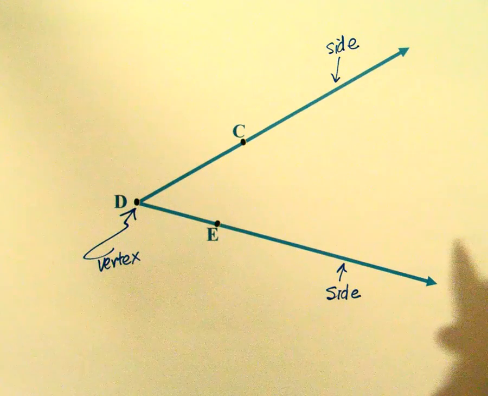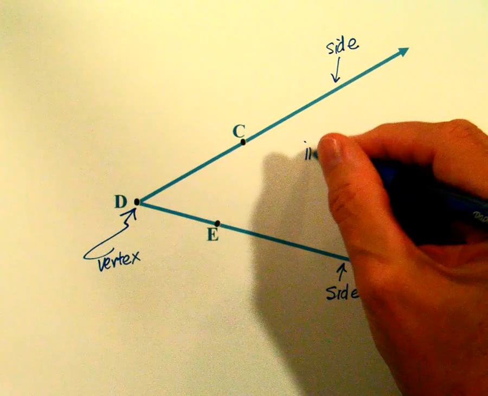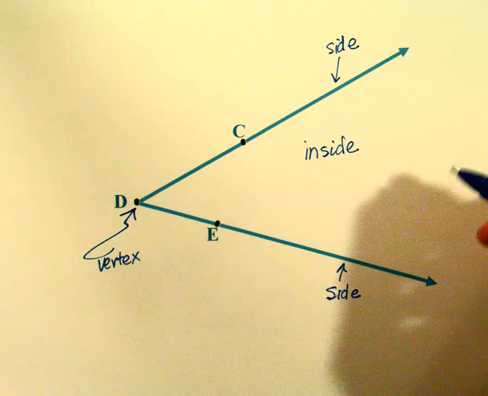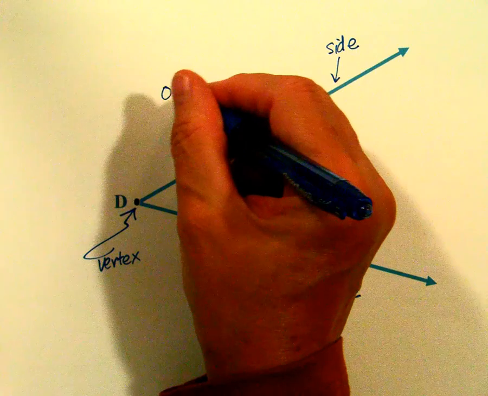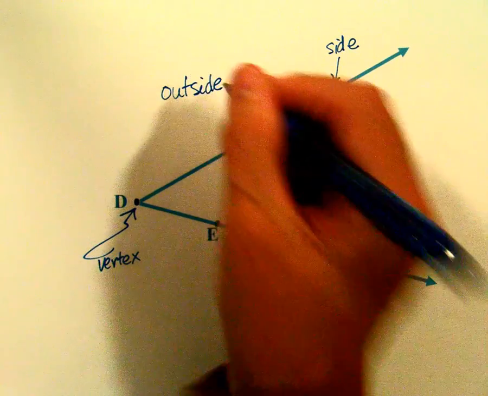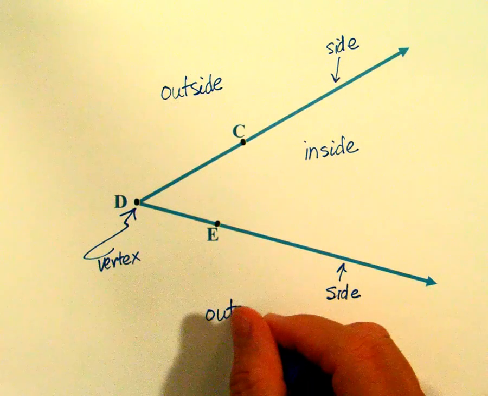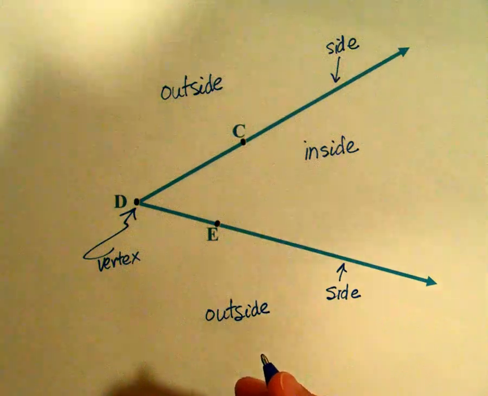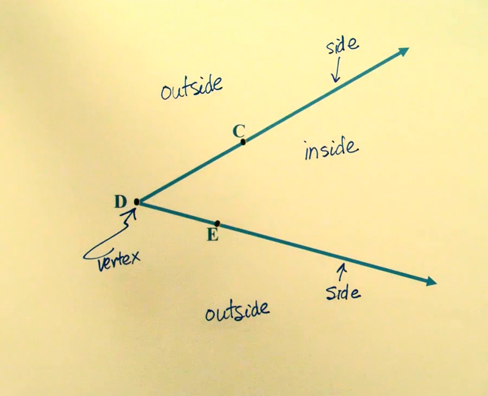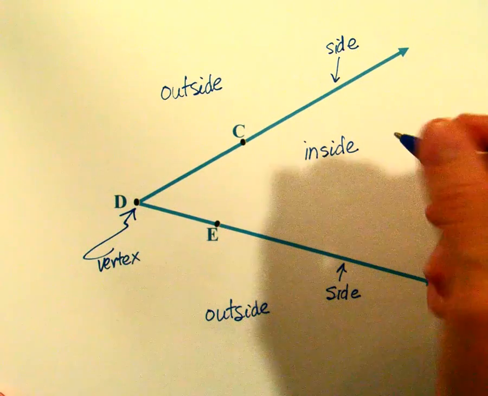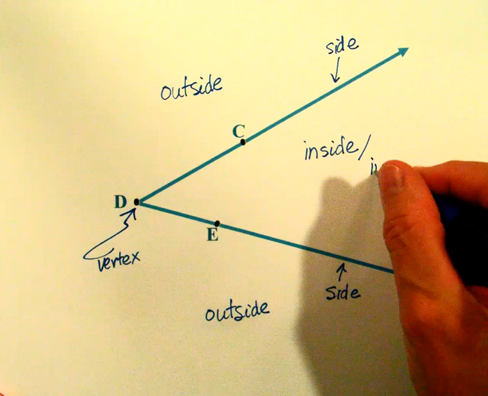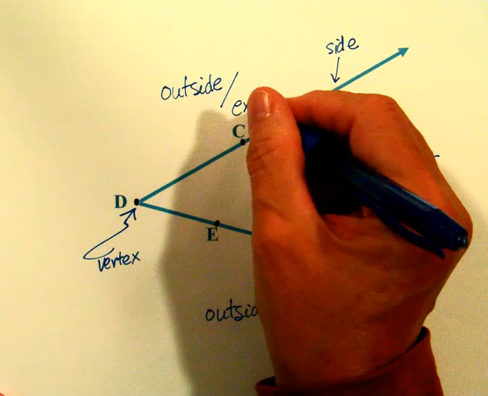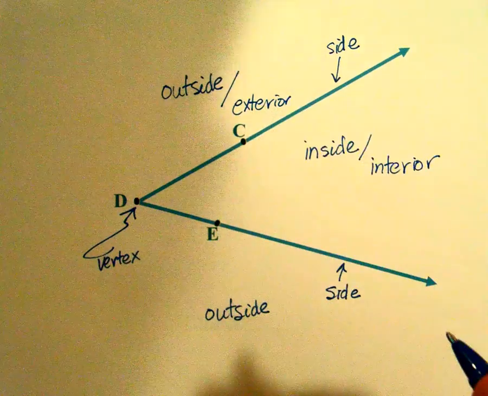Something else we can say about it. This is inside the triangle. I keep saying triangle, sorry. This is inside the angle. This is outside the angle. This is also outside the angle. So that's one way to talk about it. We can also say the interior of the angle, it's okay to say it that way. The exterior of the angle, it's okay to say it that way.